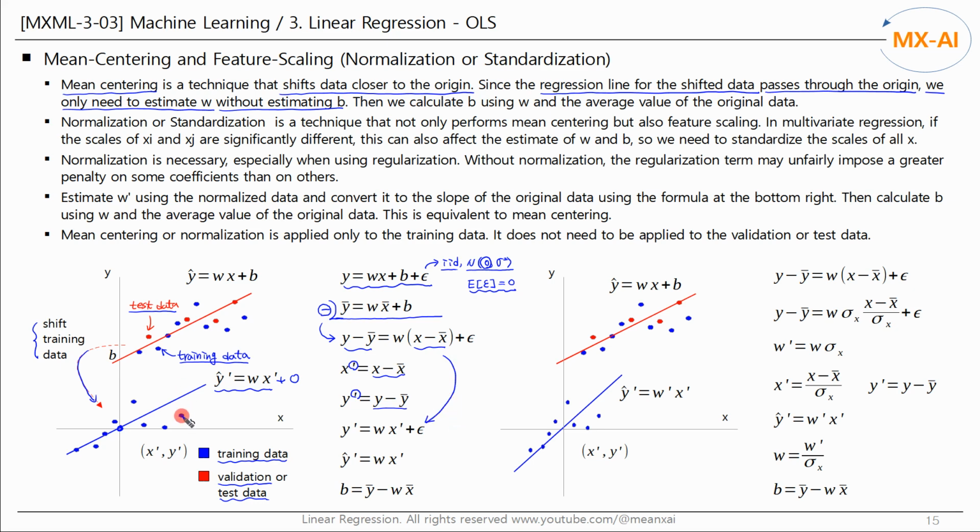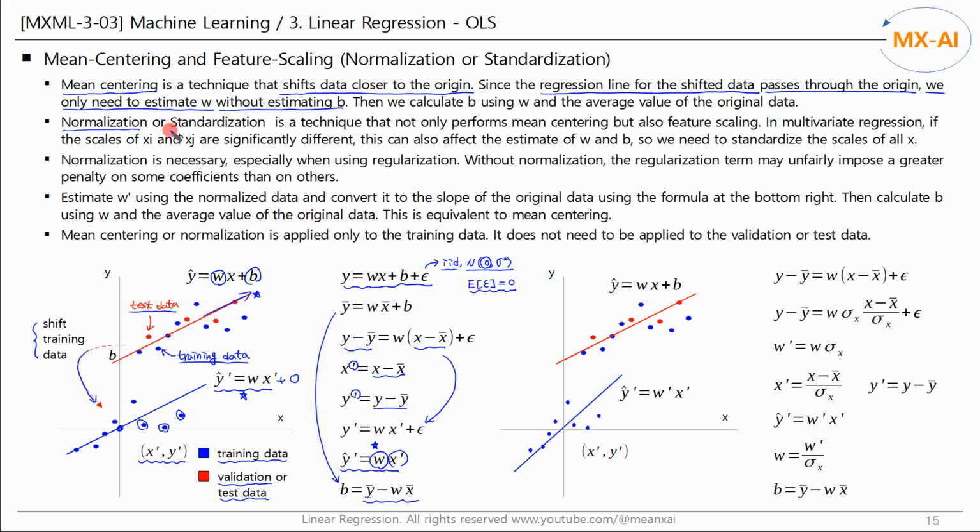The data shifted near the origin are x prime and y prime. If we estimate the regression line for this data, it looks like this. Estimate the parameter W using x prime and y prime data. This W is equal to the slope W of the original data. Now that we have estimated W, we can calculate B from this equation. Then, we can estimate the regression line for the original data. Since B is fixed to 0, W can be estimated more reliably.